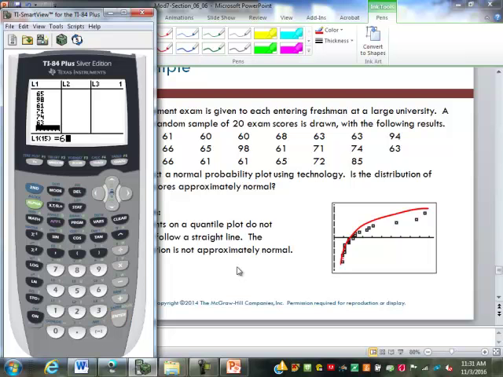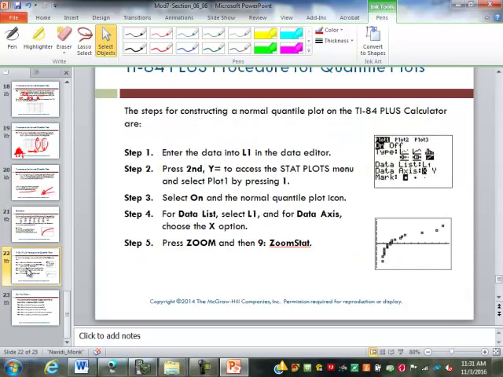66, 61, 61, 65, 72, and 85. That should be 20. Yes, it's saying L1 is 20. There's nothing in 21, so there are 20 values there. So my stat plot should already be all set. Just double checking it. Plot 1. All my settings are still there, so zoom 9. There you go. I get this. That's obviously curved. I would not call that straight line and linear at all. So that's definitely not approximately normal. And that's the calculator doing all that.